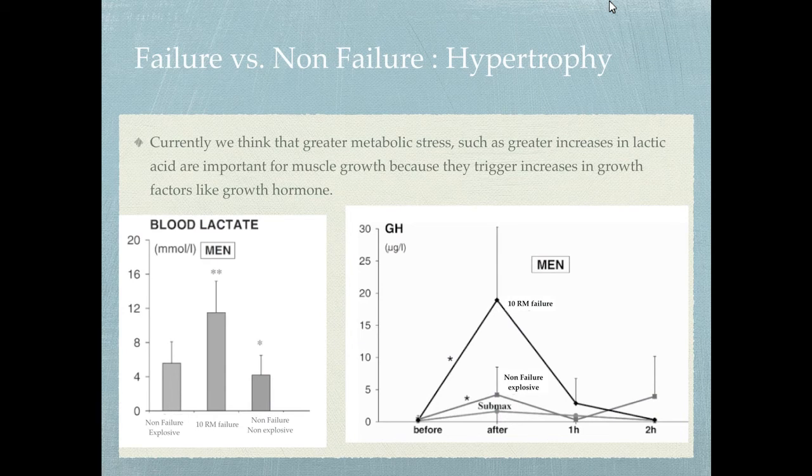So one thing I want to point out that they're doing here is, what about hypertrophy? We know metabolic stress is important for hypertrophy. So they did non-failure training, 2 groups, and then they did a failure training group. If you notice, blood lactate levels are much greater when you actually train to failure.